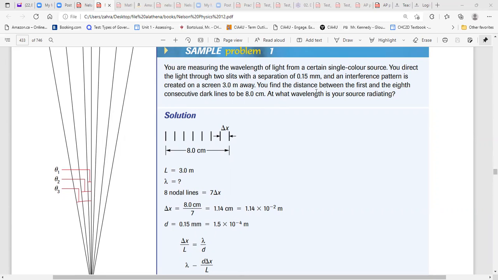You find the distance between the first and the 8th consecutive dark line is 8 centimeters. So the first one, 1, 2, 3, 4, 5, 6, 7, 8, right? Between here and here is 8 centimeters. It means your delta x is 1, 2, 3, 4, 5, 6, 7, right? So 8 centimeters is equal to 7 of those delta x. So we can find the delta x, approximately 1.14 times 10 to the negative 2 meters. At what wavelength is your source radiating?